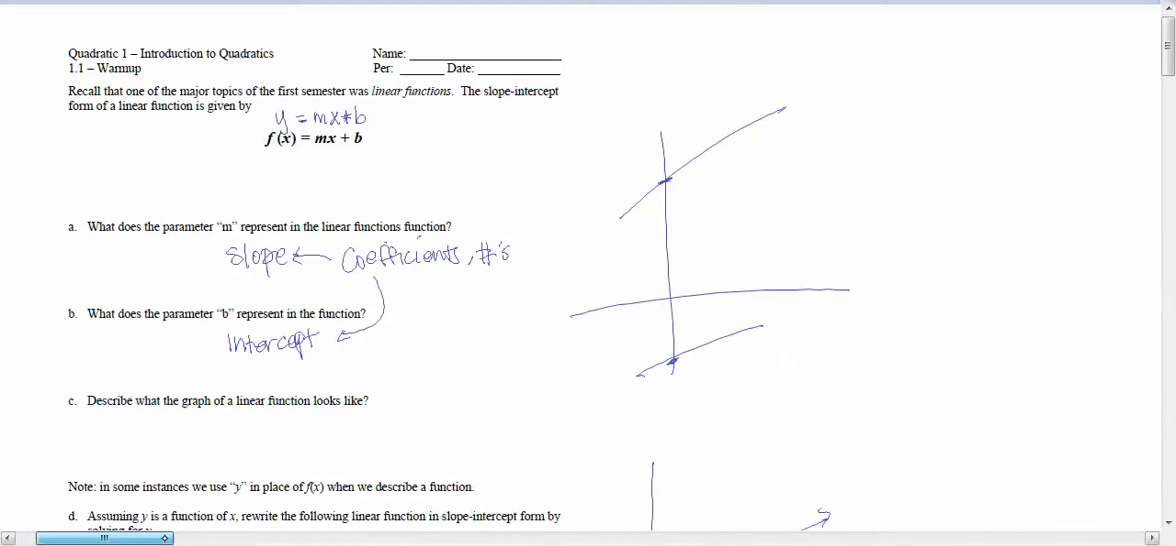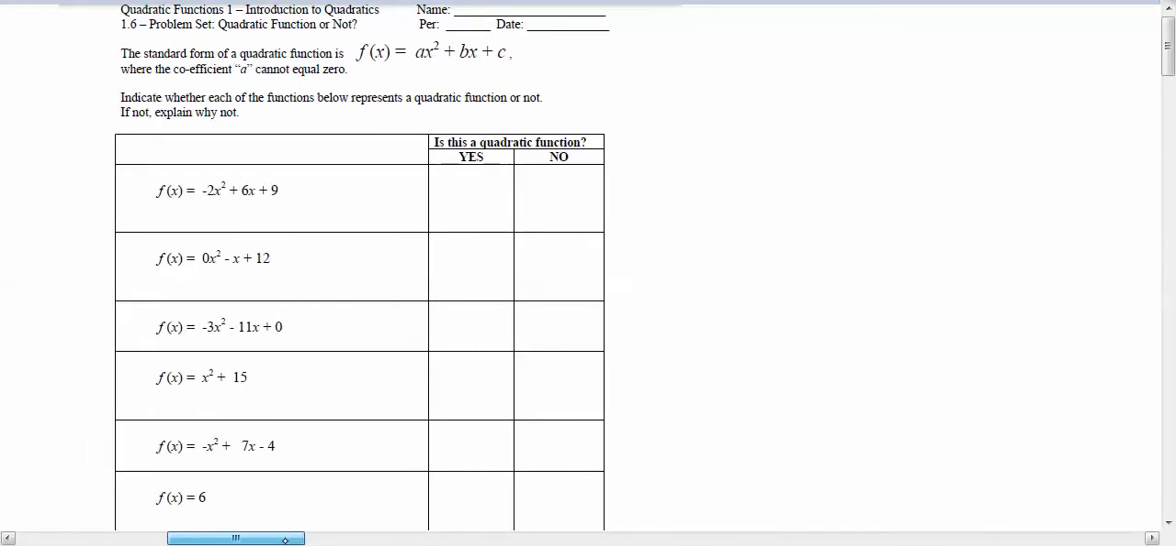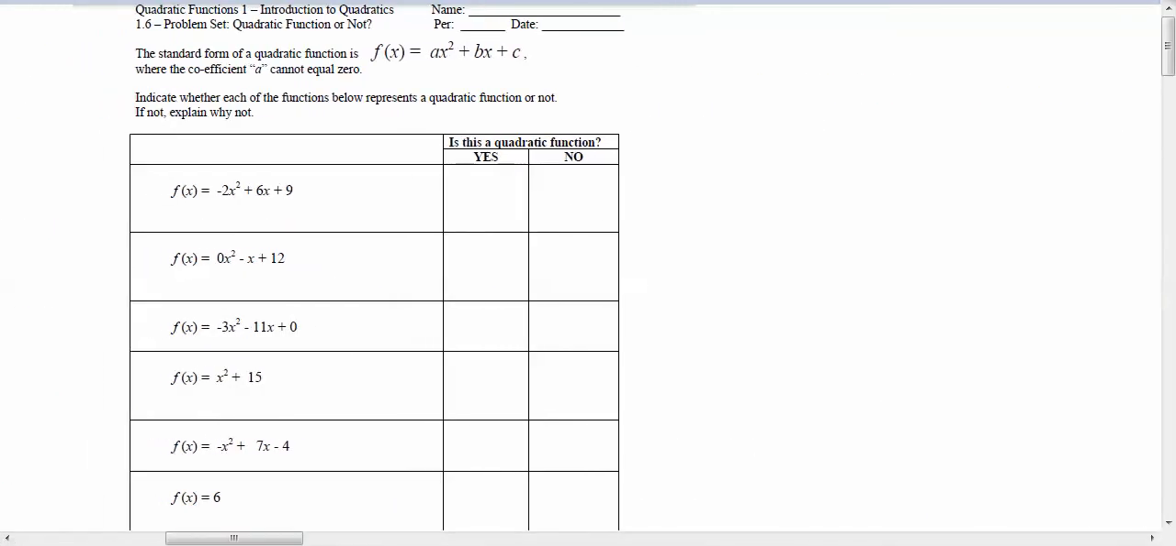Alright, let's do this page and then I'm out. Now, which one of these is a quadratic function? Is this a quadratic function? Yes, it has x squared, it's got a 6x, it's got a 9. Is this a quadratic function? Number 2. In this case, even though you see an x squared, it's not a quadratic function, because this is actually a linear function.